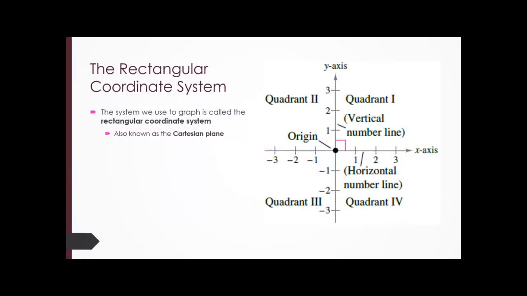So the rectangular coordinate system is basically what we use to graph. So you have a horizontal line and a vertical line, and these are called the axes. The horizontal is the x-axis, the vertical is called the y-axis. And then it divides it up into 4 sections, which are called quadrants. And we label the quadrants from the upper right, and we go counterclockwise.